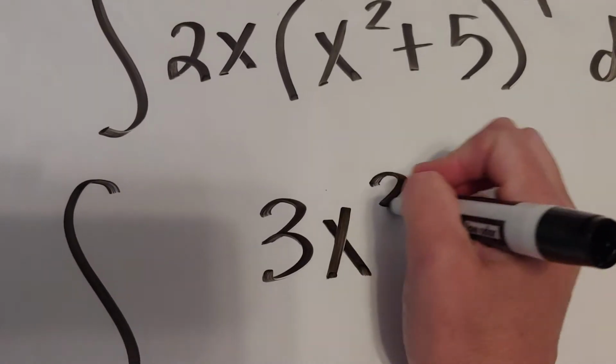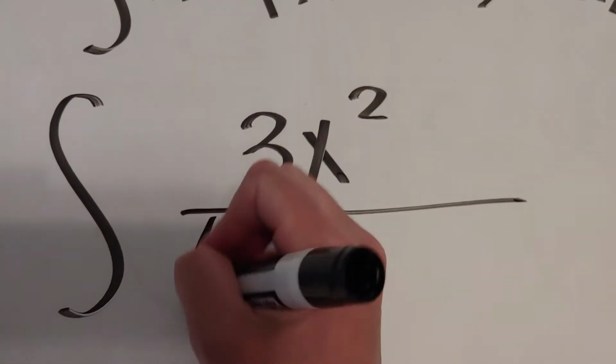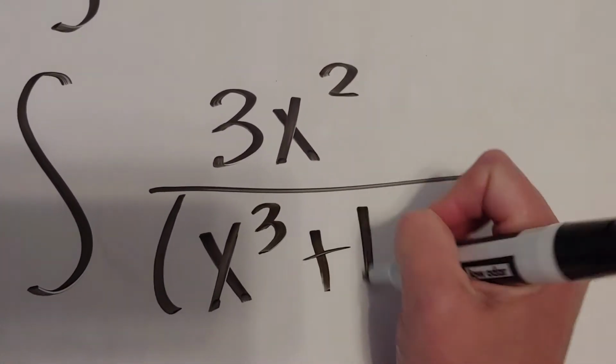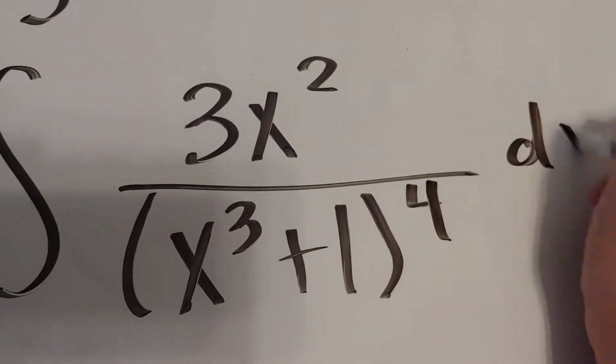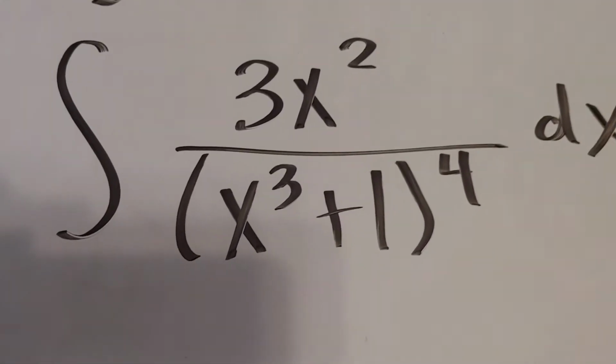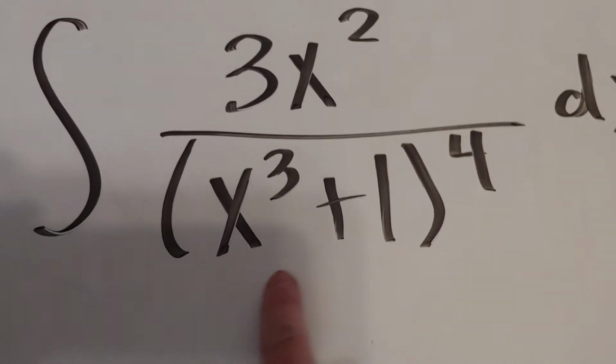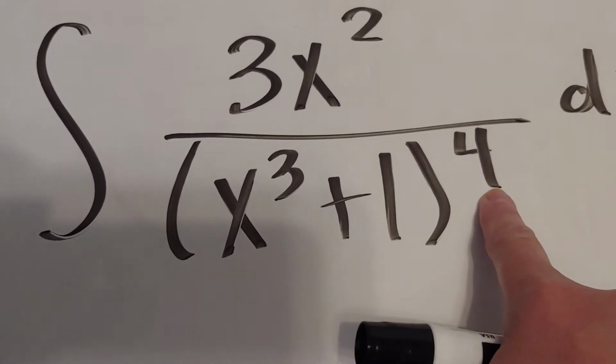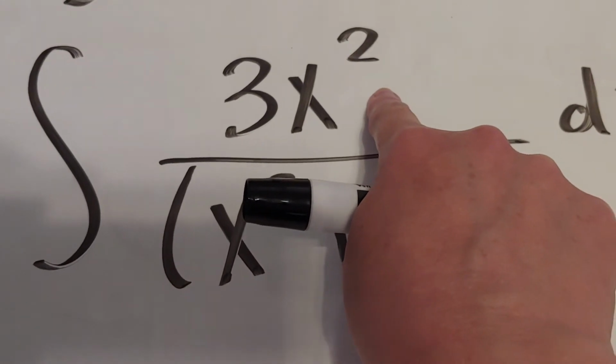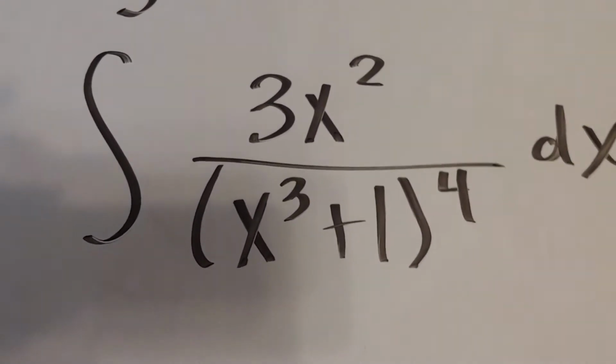So here's one, 3x squared over (x cubed plus 1) all to the 4th in the denominator. Okay, now this one does look different than the other one because it's got a denominator, but notice stuff in parentheses to a power, extra stuff. Okay, all right, let's write one more.